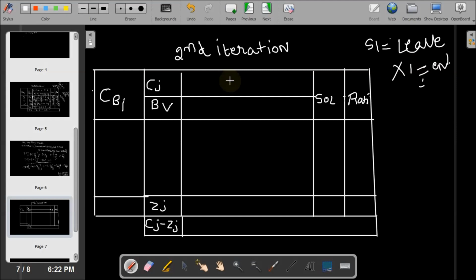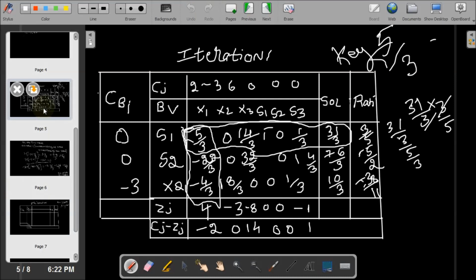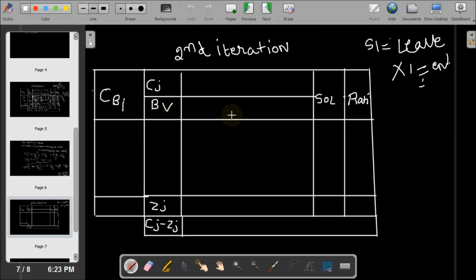Now one more important thing here: you can't stop here. Why do I move to the second iteration? One value here is negative. What is the minimization optimality condition? The value should be greater than or equal to 0. But here you can see minus 2 is there in the Cj minus Zj. That's why I have to continue to the next iteration. I can't stop here, because one of the values is negative.